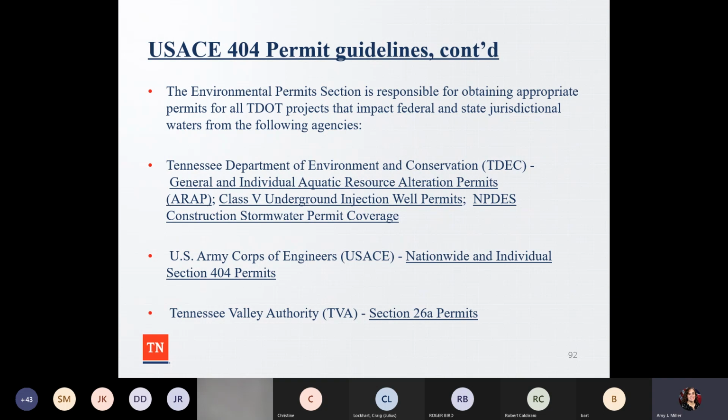And then you also have the U.S. Army Corps of Engineers, which has nationwide and individual Section 404 permits. And then the one that we're going to talk about today, that was kind of a little bit of a surprise to us, was the Tennessee Valley Authority Section 26A permits.